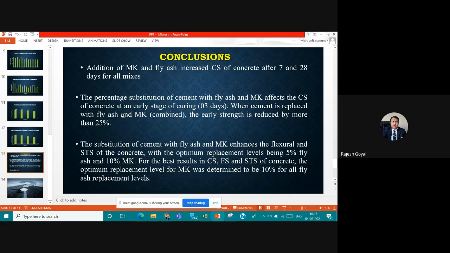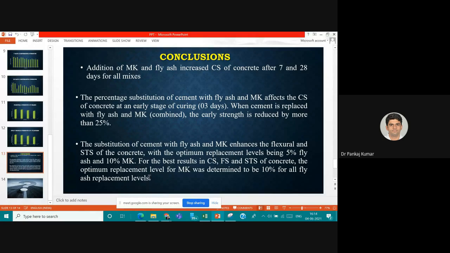These are all the conclusions which we have already discussed, like the addition of metakaolin and fly ash increases the compressive strength at both 7 and 28 days. And here, yeah, this is 5% fly ash and 10% metakaolin. That is the optimum mix as per this study, which we have found out. So that's all from my side. The floor is open for discussion and queries. Thank you very much.